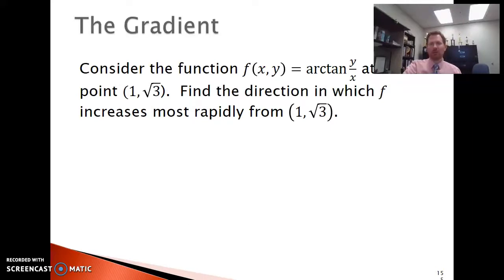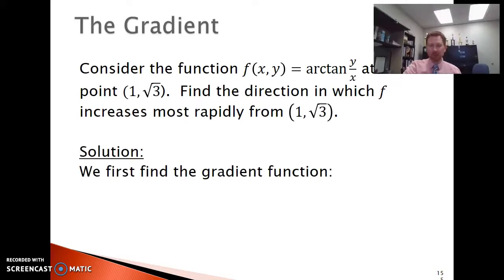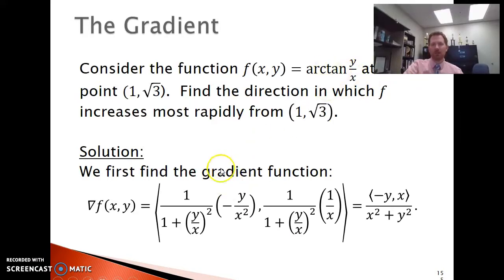Finding the direction in which it increases most rapidly means finding the gradient function and plugging in the particular point there. For the gradient function, you have to dig through your rules of derivatives. The derivative of arctangent of u is 1 over 1 plus u squared times the derivative of u. So the partial derivative of f with respect to x is 1 over 1 plus (y over x) squared times the derivative of y over x with respect to x, which is negative y over x squared. Likewise, the partial derivative of f with respect to y is 1 over 1 plus (y over x) squared times the derivative of y over x with respect to y, which is 1 over x.